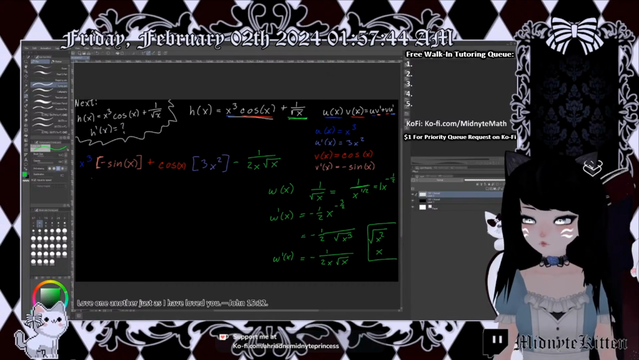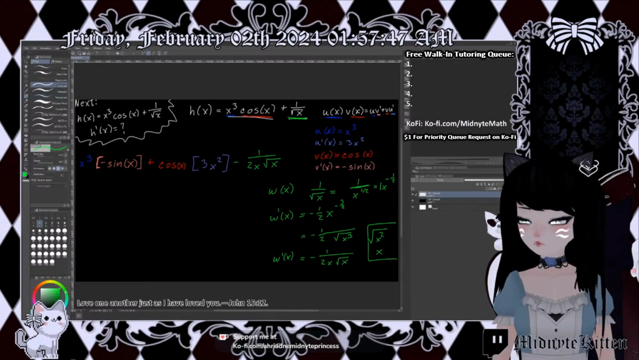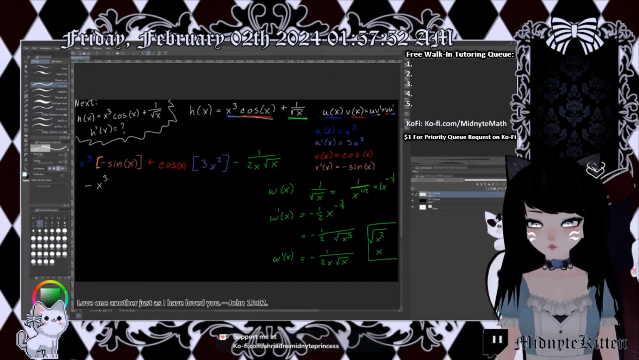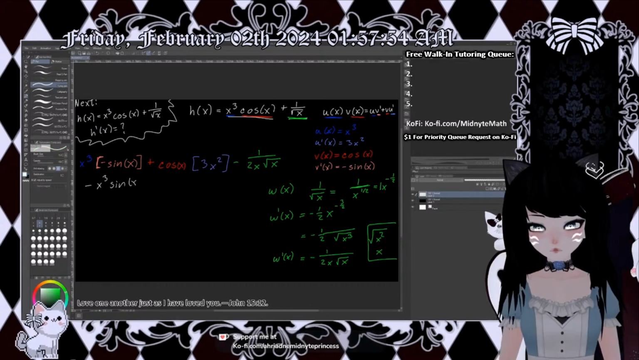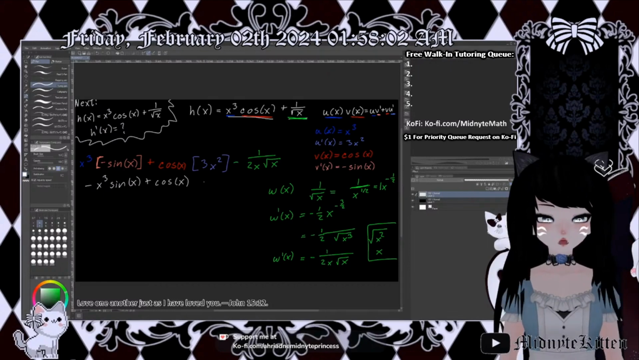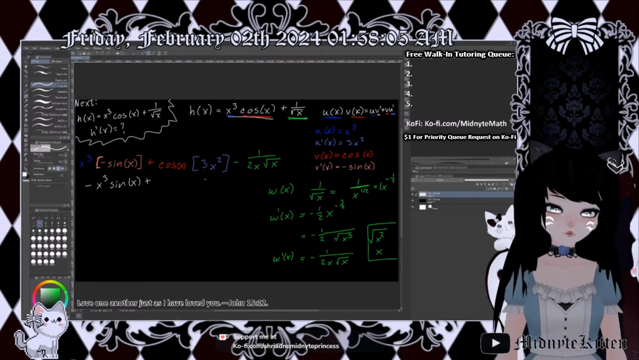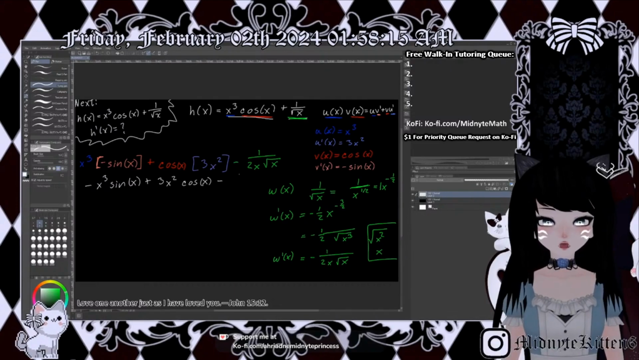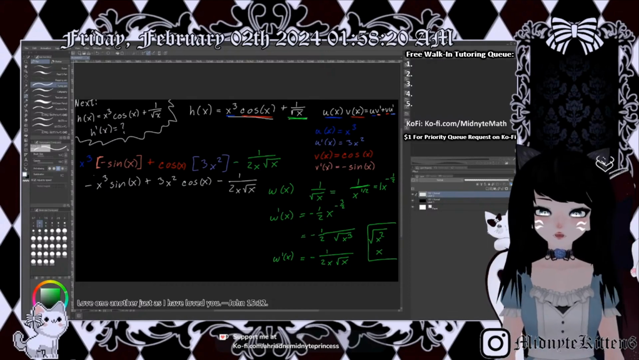Is there anything we can simplify? We can do minus x cubed sine x plus cosine x. Oh, I should have written this first. 3x squared cosine x minus 1 over 2x square root x. And that is our answer.